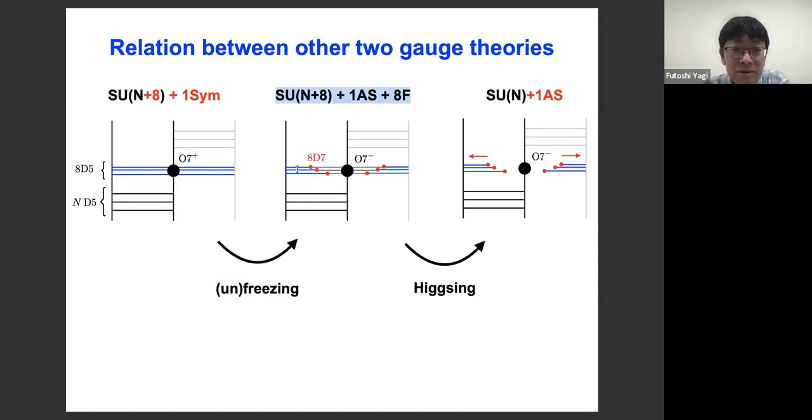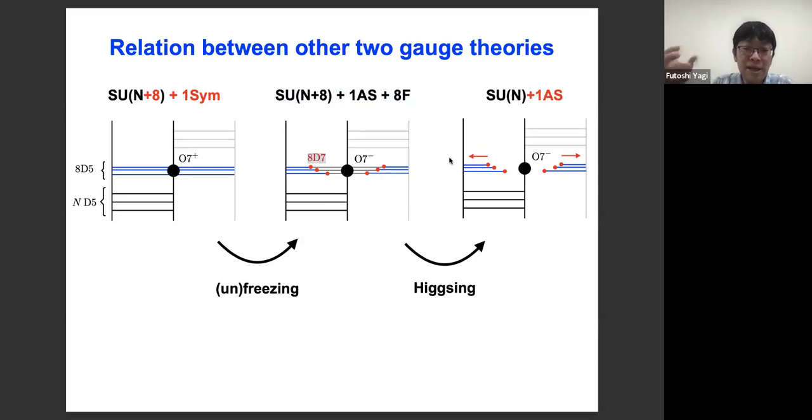But because this is exactly at the location of O7+, we have D5. So we can go to the Higgs phase. So we can remove this D5 brane suspended between the D7 brane and its mirror image. And after removing this D5 brane, by using the Hanany-Witten transition, we can move this D7 brane outside. And the resulting theory looks like SU(N) with 1 antisymmetric.